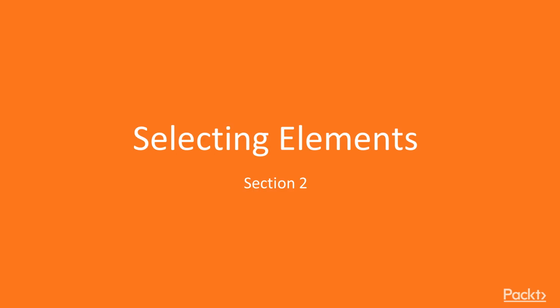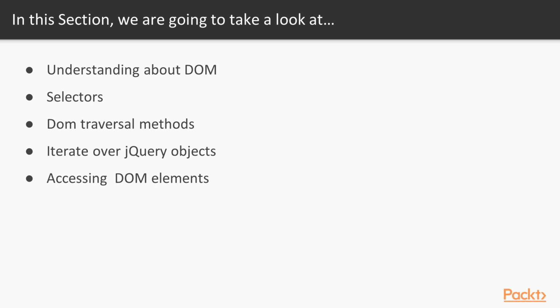Hey guys, welcome to the next section, selecting elements. We'll begin this section by understanding about DOM. Then we'll learn about selectors like CSS, attribute and custom. Moving ahead, we'll learn about DOM traversal methods and iterate over jQuery objects. Finally, we'll be iterating over jQuery objects.